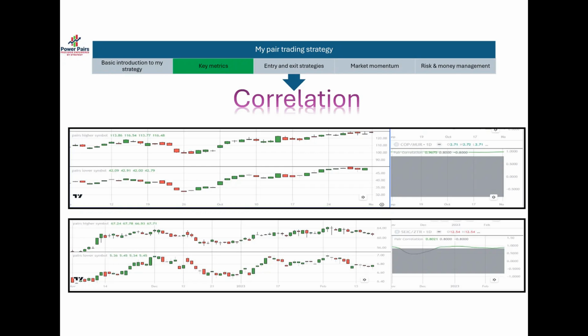The first thing to notice is the difference between the two examples. In the upper pair, correlation is stable and consistently high, while in the lower example, it fluctuates, showing clear signs of instability. And if you compare the price movement of the two symbols, you can see that in the upper pair they move in a very similar way, while in the lower example the symbols eventually reach similar positions, but the movement itself is not aligned.